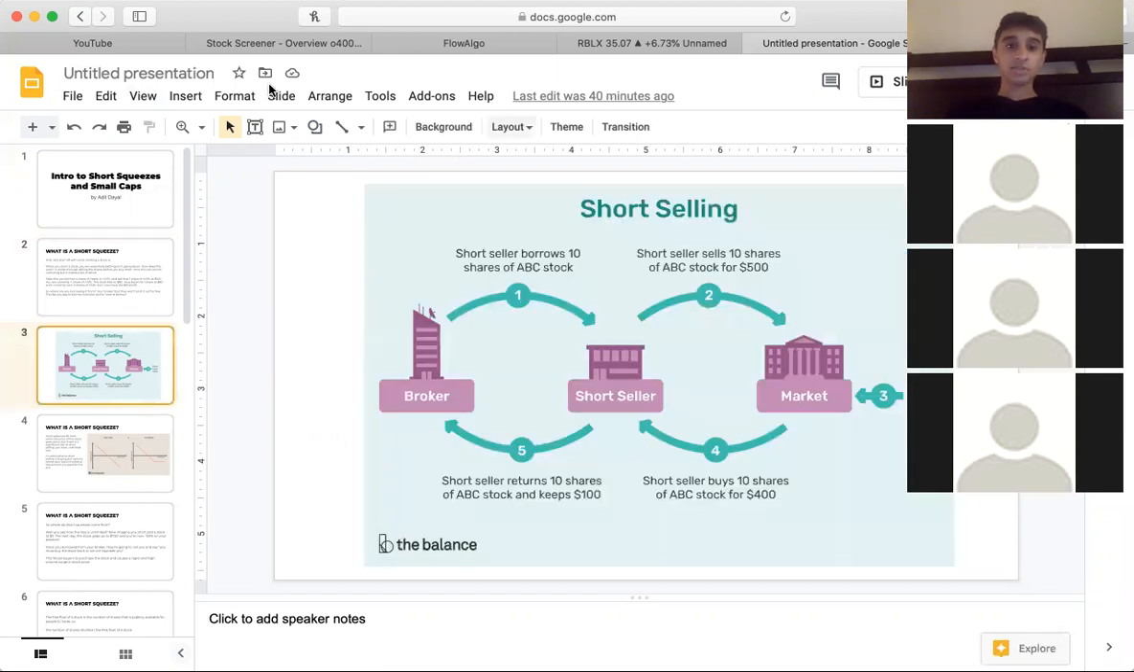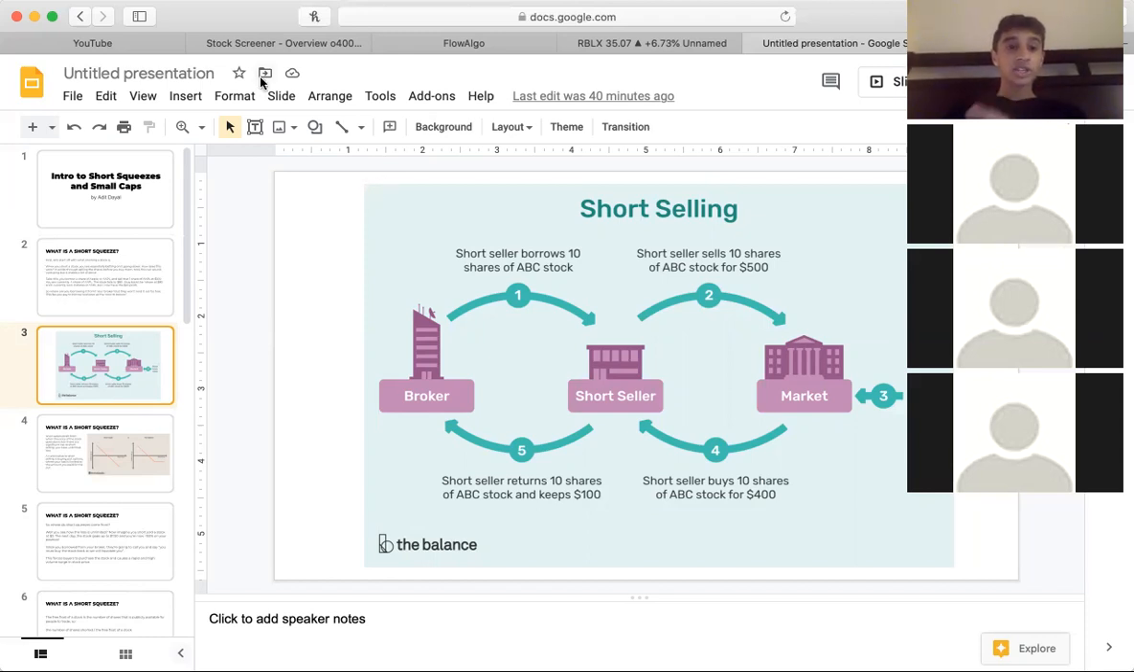So this is a little diagram to show you exactly how it works. The short seller borrows 10 shares of a stock from the broker. They take it from your broker. This could be TD Ameritrade, Robinhood, Fidelity. It could be any of them. They sell it for $500. They buy it back in the market. The value changes in the market. They buy it back and then they return it to the broker, and keep the difference.